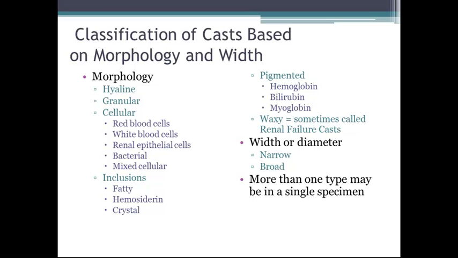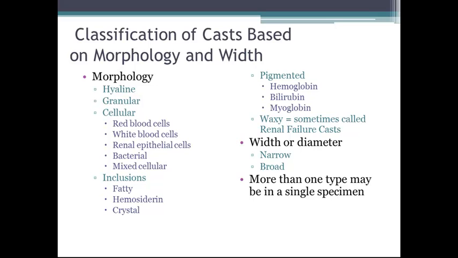Classification of casts is based on morphology and width. Morphology means hyaline, granular, or cellular, where cellular includes red blood cells, white blood cells, renal epithelials, bacterial, and other mixed cellular components.